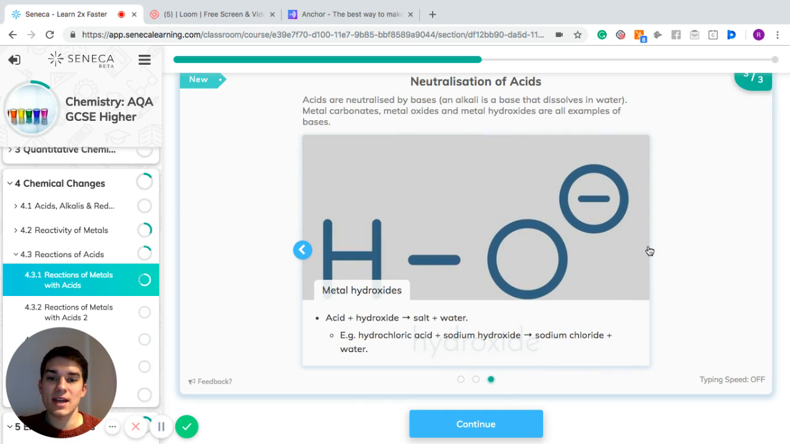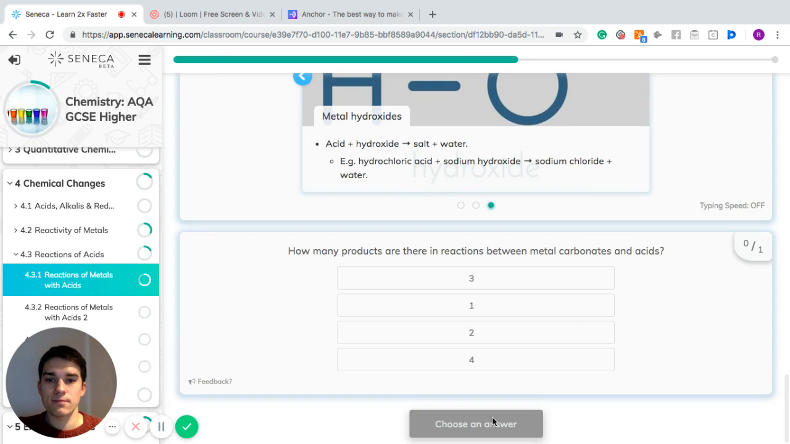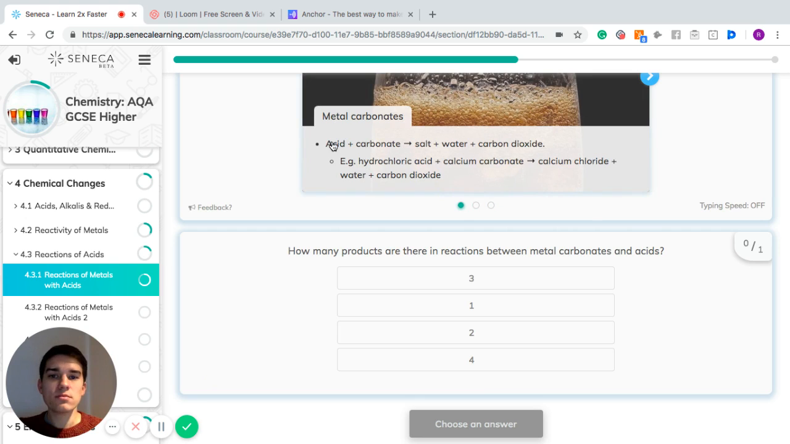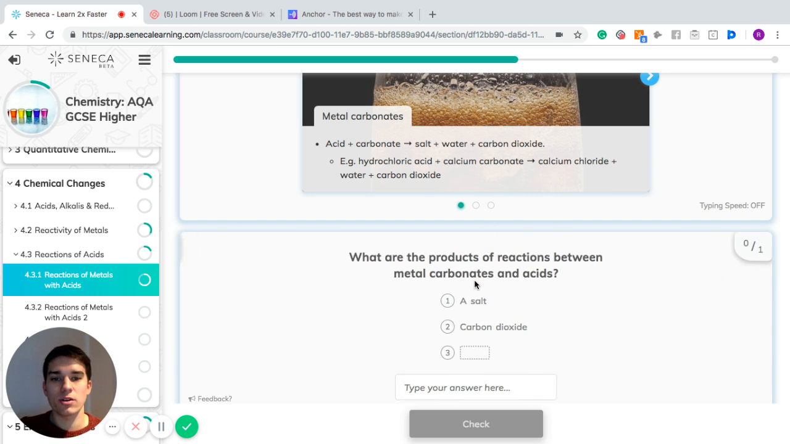And if you reacted acid with a hydroxide, what you'd get formed also is salt and water. So another example is hydrochloric acid plus sodium hydroxide would react to form sodium chloride and water. How many products are there in the reactions between metal carbonates and acid? Let me remind you, metal carbonates and acids form salt, water, and carbon dioxide. So 3 products are formed.